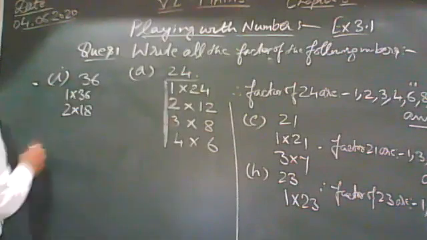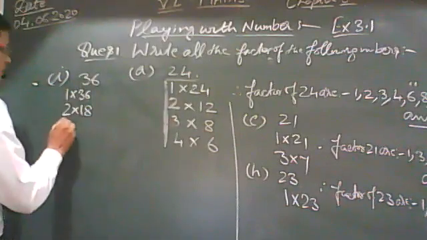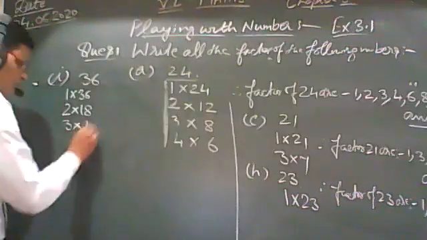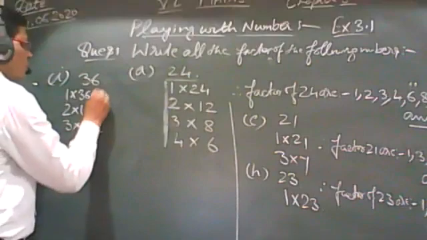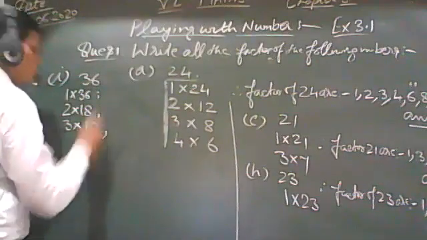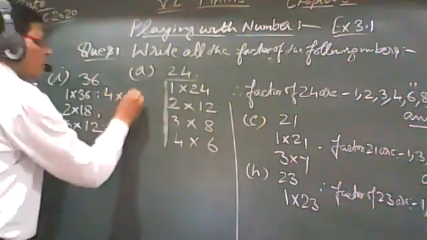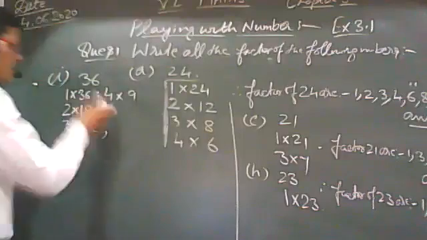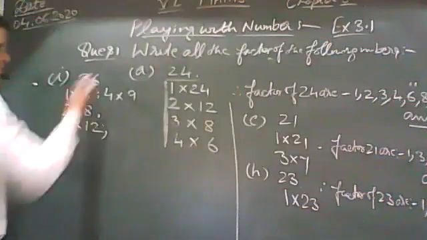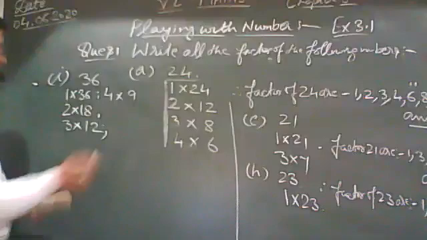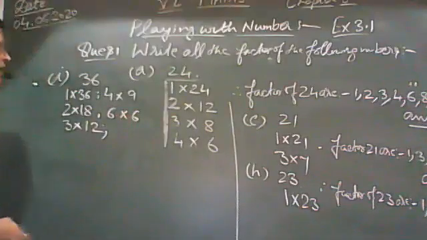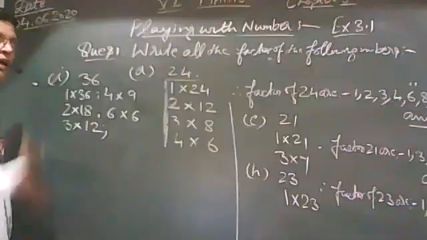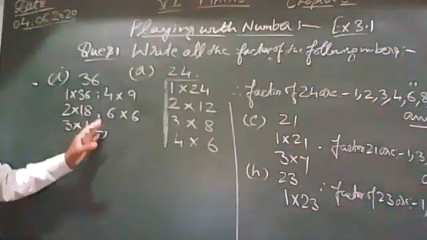Similarly, 3 into 12. Now we start 4 into 9, 4 nines are 36, it comes 36. 5 is not exactly divisible. 6 into 6 is 36. 7 is not exactly divisible. That means they are completed.